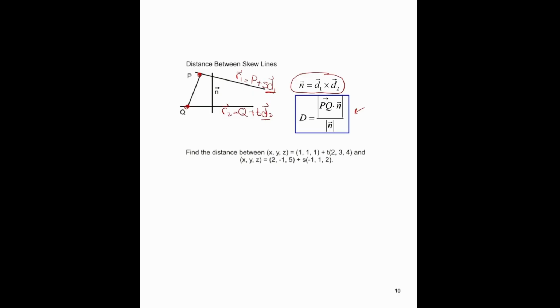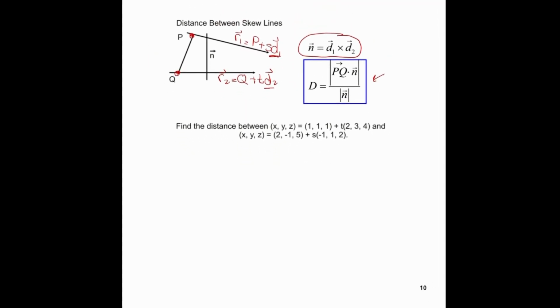So let's do an example. Okay, so we have 2 lines here. Let's call this line 1. Here is our point P, and this is our direction vector 1. This will be line 2. Here's my point Q on that line, and here's my direction vector 2. So if D1 is equal to 2, 3, 4, and D2 is equal to negative 1, 1, 2, then I can take the cross product of that to get the normal.